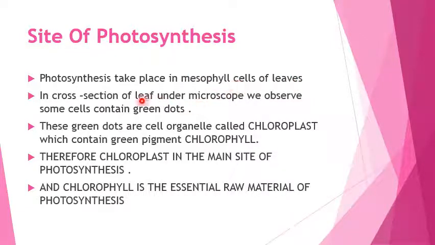In the cross section of the leaf under the microscope, we observe some cells containing green dots, and these green dots are a cell organelle called chloroplast. Why? Because it contains a green pigment, that is your chlorophyll. Therefore, chloroplast is the main site of photosynthesis, and chlorophyll is the essential raw material of photosynthesis.